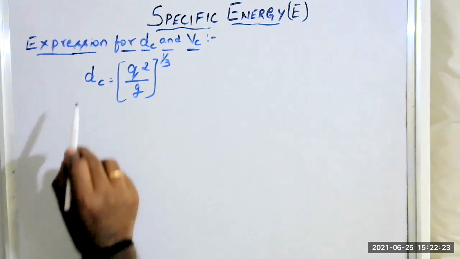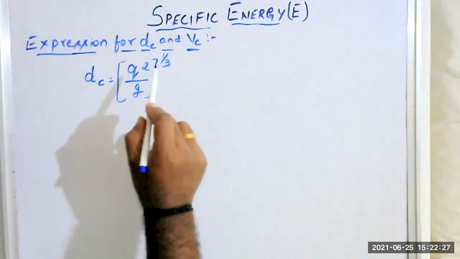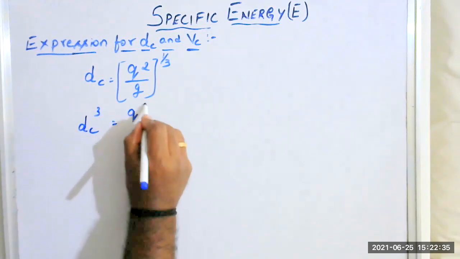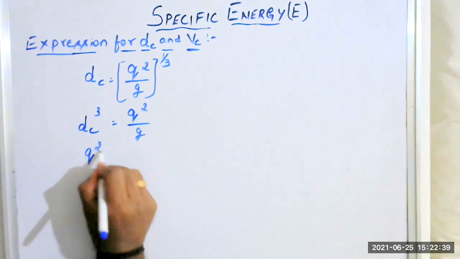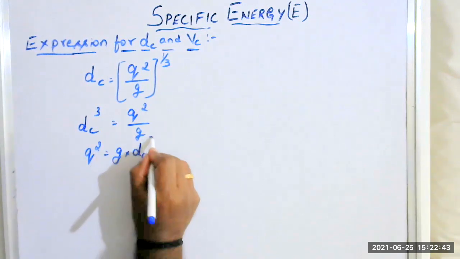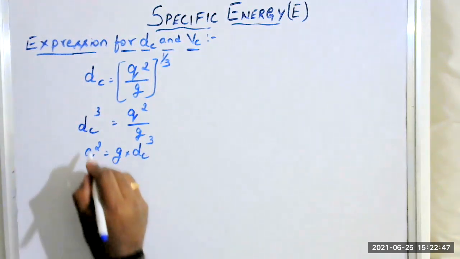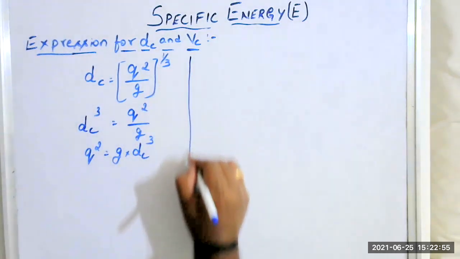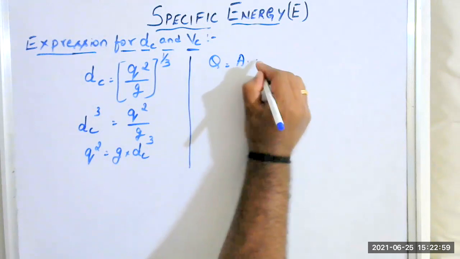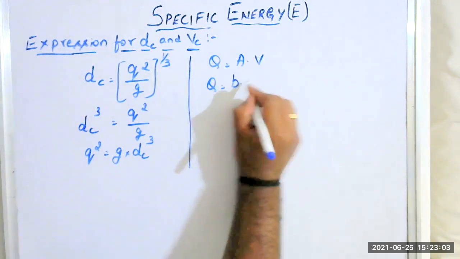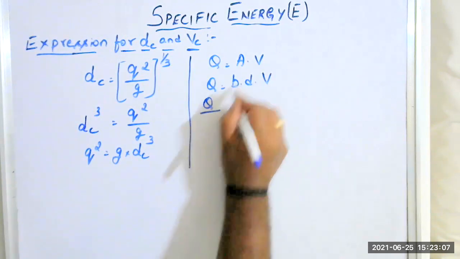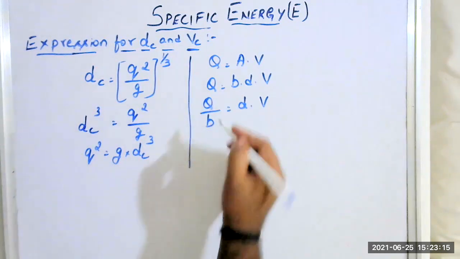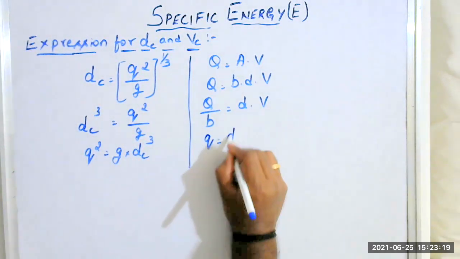For the critical velocity, let me take the critical depth expression. Dc is equal to q square by g to the power of 1 by 3. So taking cube on both sides, it becomes Dc cube, which is equal to q square by g. Therefore, q square is equal to g into Dc cube. Now in place of q square, I have to write with respect to the critical velocity Vc. We know that discharge Q is equal to area into velocity. If I take rectangle, area is b into d, into velocity. Taking the width, q by b, that is discharge by width, is nothing but small q, which is equal to d into v.